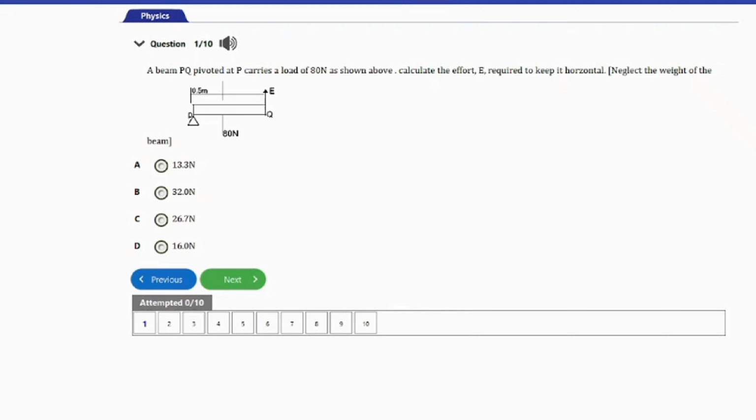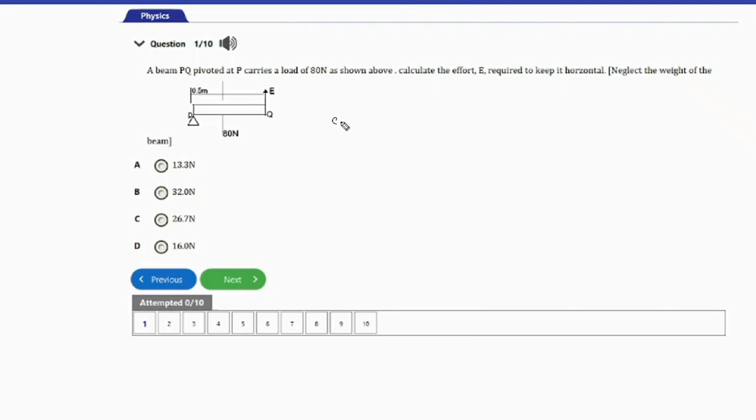It says, a beam PQ pivoted at P carries a load of 80 newtons as shown above. Calculate the effort E required to keep it horizontal. Neglect the weight of the beam. So here, let's go ahead and solve this together.